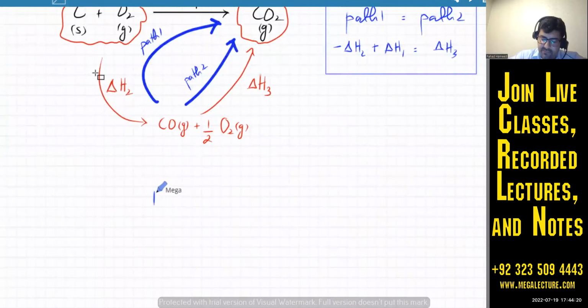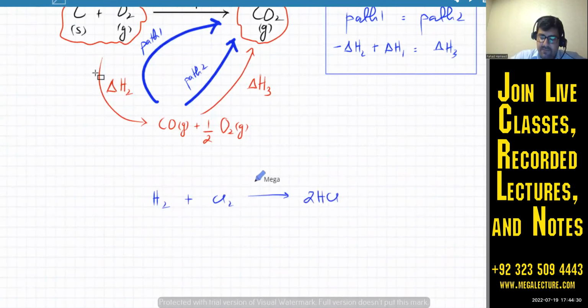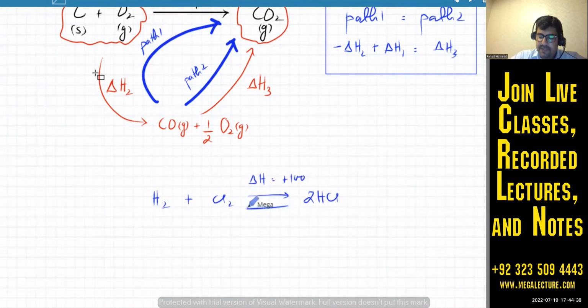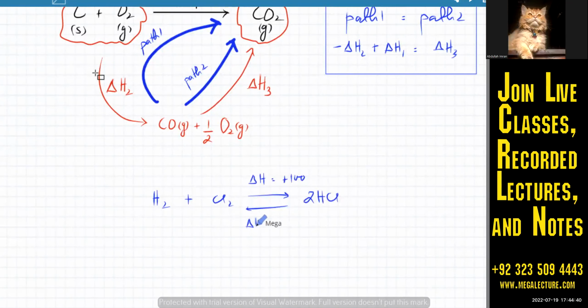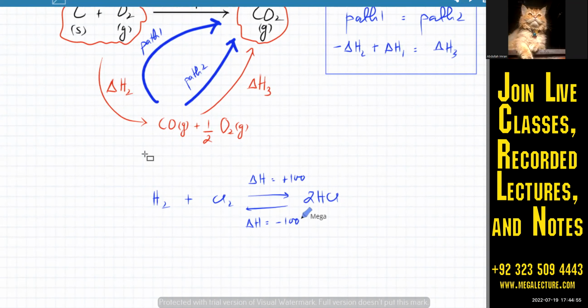if I have a reaction H2 plus Cl2 giving 2HCl, if I want to go in the forward direction, the enthalpy change will have, let's say, this value, plus 100. But if I want to go in the backward direction, the enthalpy change will still have the same value, but it will be minus 100. Because the bonds that you were breaking, you're now forming, and the bonds you were forming, you're now breaking. Okay? So if you're going in the reverse direction, the enthalpy change sign will change.